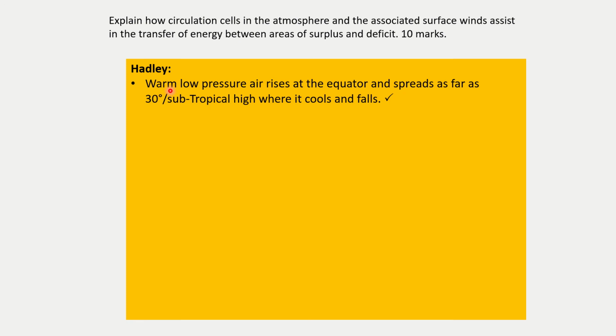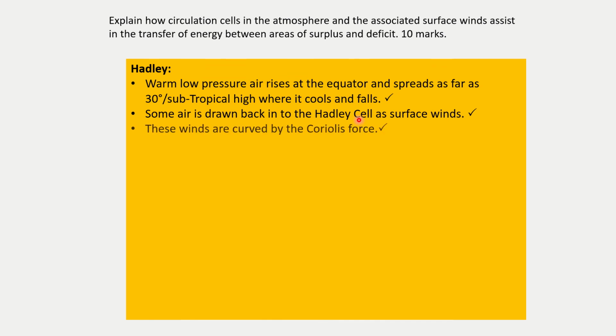What I do want to focus on is the level of detail that I'm writing in. Notice that I don't just say warm air rises. I mention that it's warm and low pressure and that it rises. It spreads as far as 30 degrees north, the subtropical high. That's really important. Tell me where it spreads as far as. Name that area and then say what happens. Some air is drawn back into the Hadley cell as surface winds. These winds are curved by the Coriolis force. And that accounts for the Hadley cell.